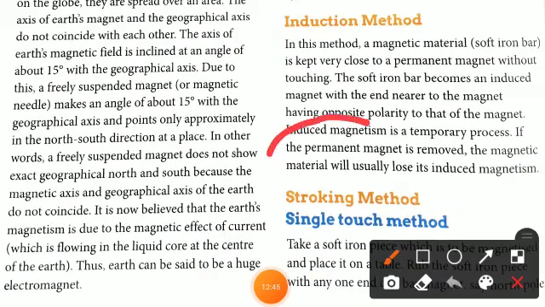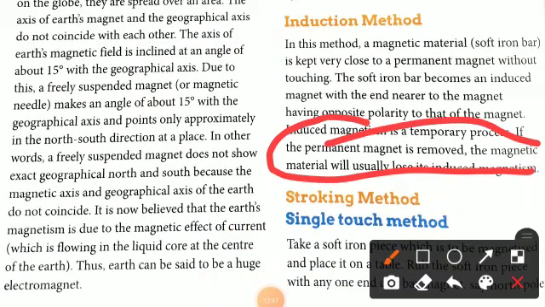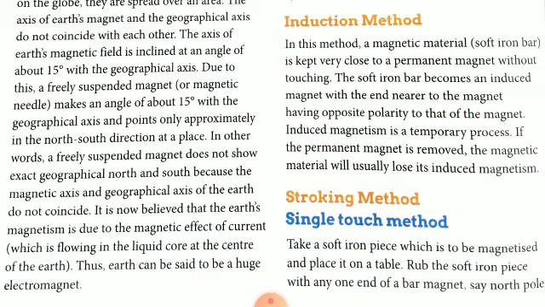So here a very important line is written: induced magnetism is a temporary process. It means if you remove the magnet from that material, the magnetism property in that material is removed. That's why it is written here, induced magnetism is a temporary process. If the permanent magnet is removed, the magnetic material will usually lose its induced magnetism. Then it will lose its magnetism property.